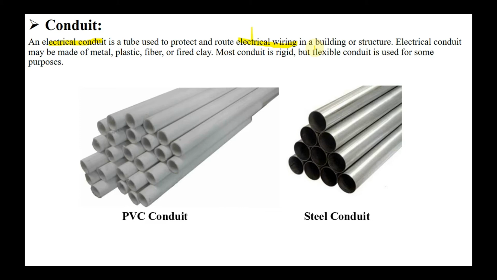There are different types of conduit. Some conduit is made of metal, some of plastic, some of fiber, and some of fired clay. It depends upon the conditions, and on the basis of the conditions we decide which sort of conduit would be used at a specific area. Now let's discuss the types of conduit.